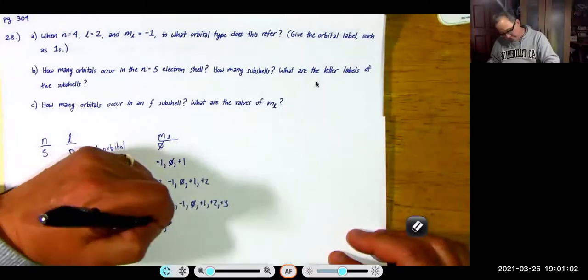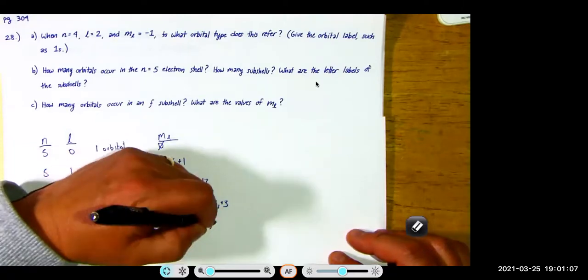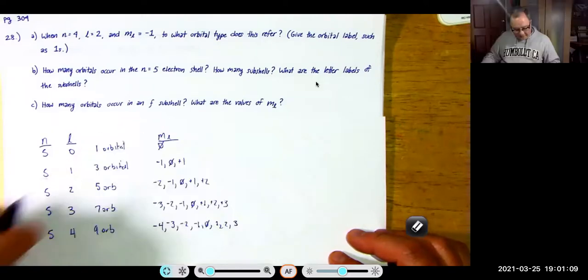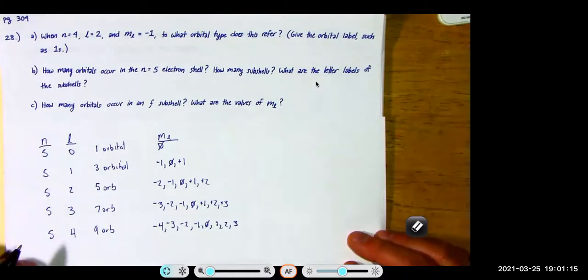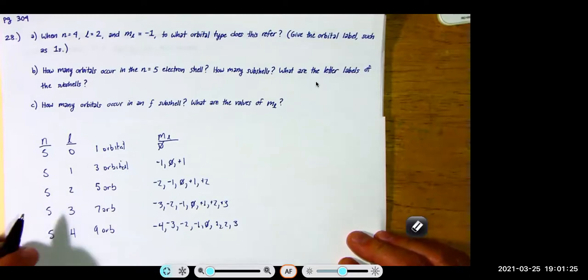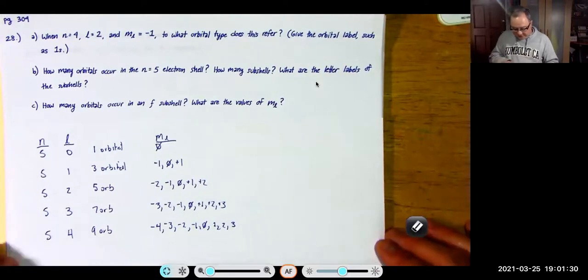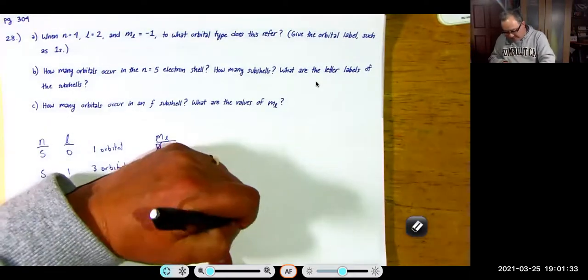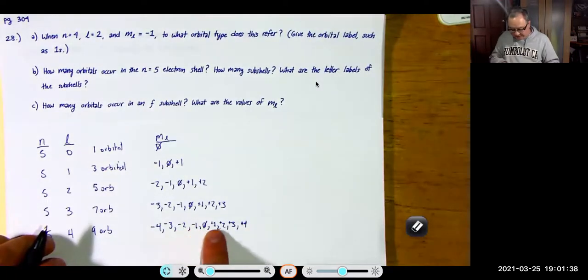You can just multiply the L by 2 and then add a 1. In fact, that's a formula for the number of orbitals. The number of orbitals is 2L plus 1. Right, exactly. I think the book may even give you that formula. But it's just easier for me to say, I can have all of these and I'm going to count them: 1, 2, 3, 4, 5, 6, 7, 8, 9.